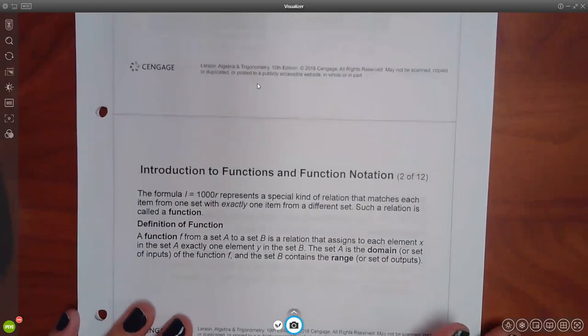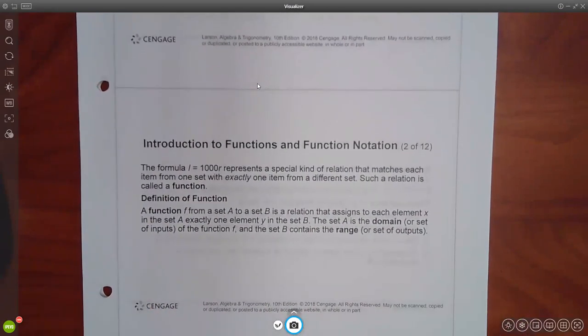All kinds of relationships. So it says that formula represents a special kind of relation that matches each item from one set with exactly one item from a different set. Such a relation is called a function, which basically means for every single R value that I plug in, I'm going to get a different I value, right? If I plug in 5 for R, that's going to give me 5,000. If I plug in negative 2 for R, that's going to give me negative 2,000, right? Each number I plug in for R is going to give me a totally different number for I, okay?